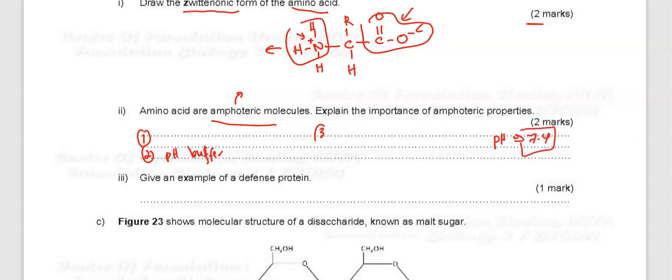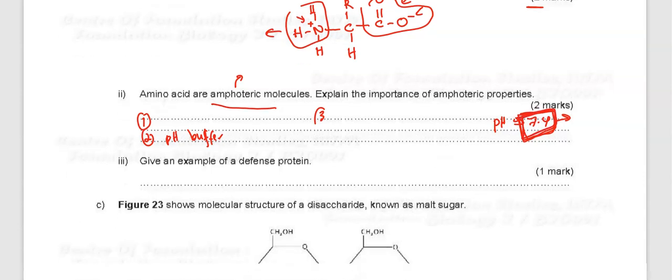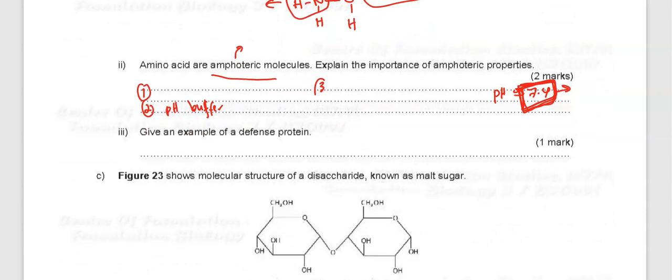Okay, how to maintain this pH? Your body fluid has many different proteins that function as pH buffers to make sure that your body fluid or blood is maintained at 7.4. For example, hemoglobin.